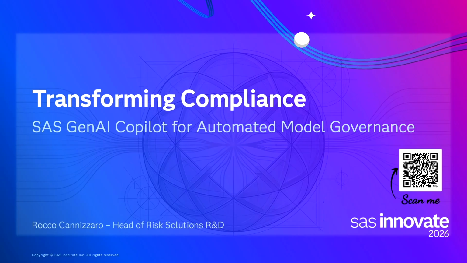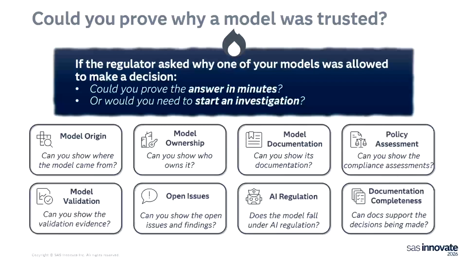So this is actually a good starting point, because model risk management has the same kind of challenges. It has to be rigorous enough to protect the organizations, but on the other hand, it also has to be efficient enough not to slow down the whole process. And so I want to start with a question: could you prove why a model was trusted to make the decision that it actually made?